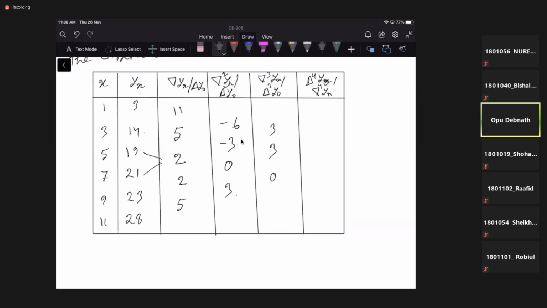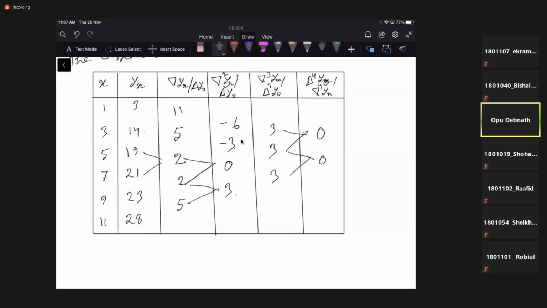So these calculations you need to be careful. 3 minus 0, 3 will be, right? Oh sorry, this is 3, this is 3, and here all of these terms are 0.